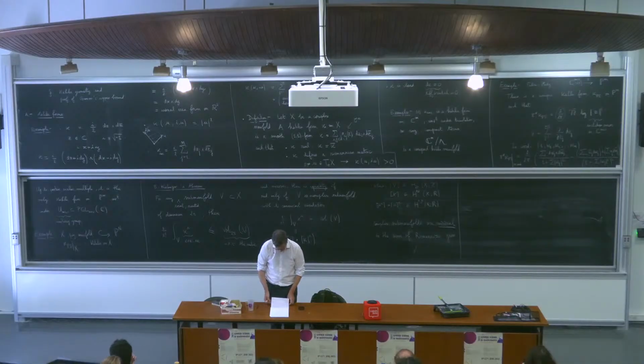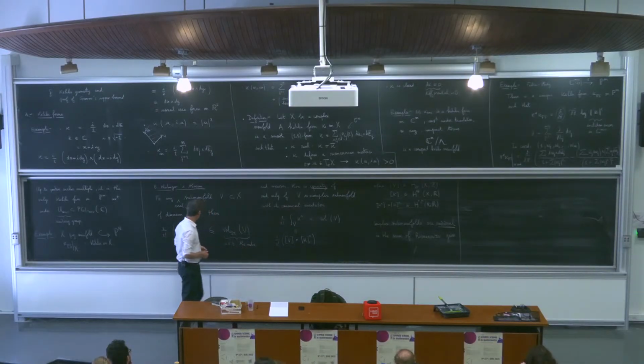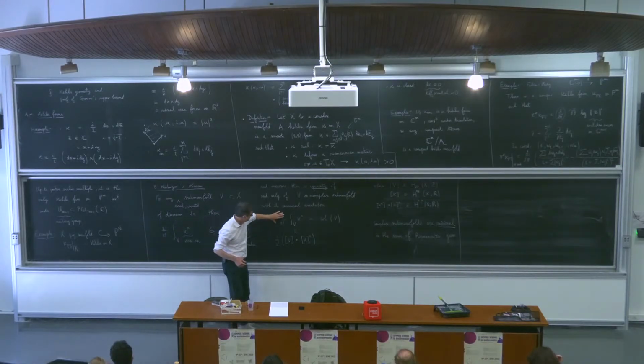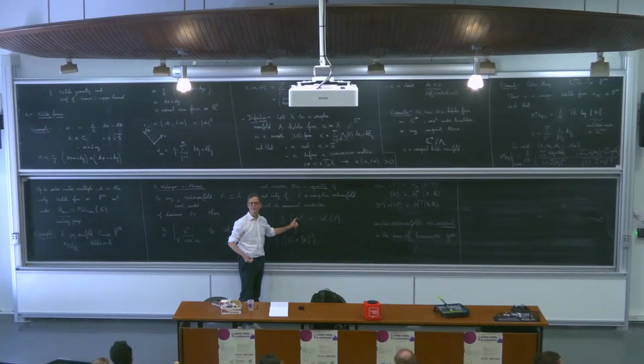Okay, so again, I'm mixing two things. This is just Hermitian geometry. I don't need kappa to be closed. Here, I need kappa to be closed, because otherwise, I cannot say I take the cohomology class of my closed form. Is that good?